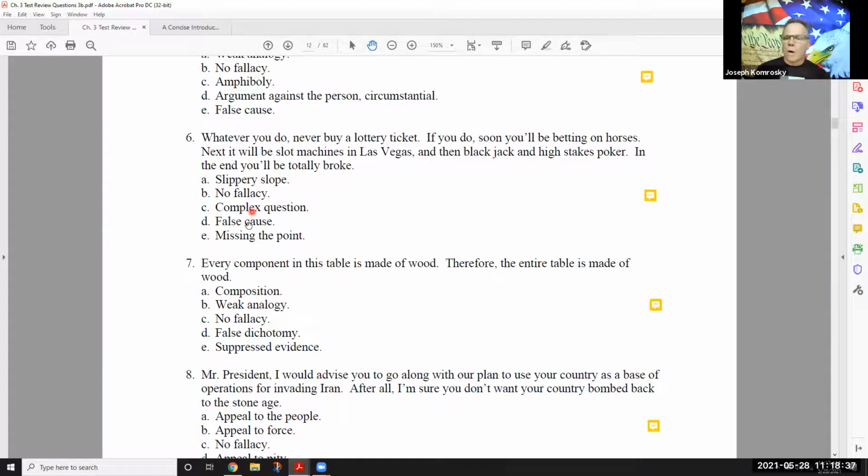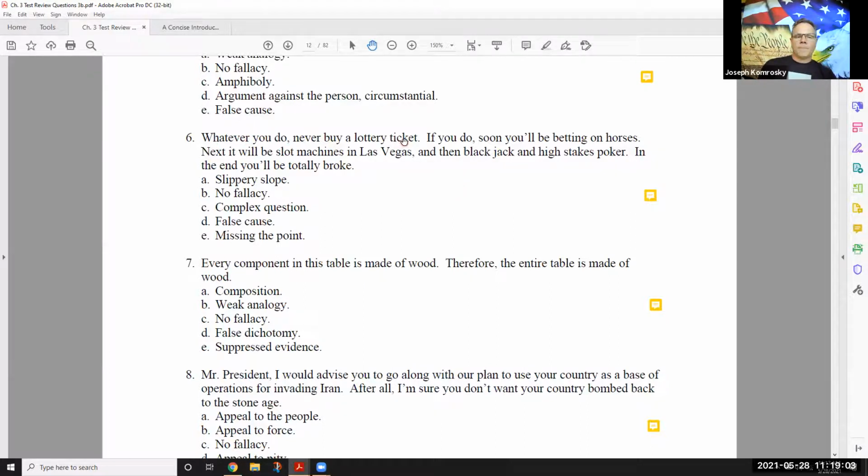False cause. Are we claiming something, but it has nothing to do with that, like a possible cause? Probably not. So we're with A and E. I don't think it's missing the point. I do think it's slippery slope. It is, in fact, slippery slope. A slippery slope fallacy, you can recognize it by this.